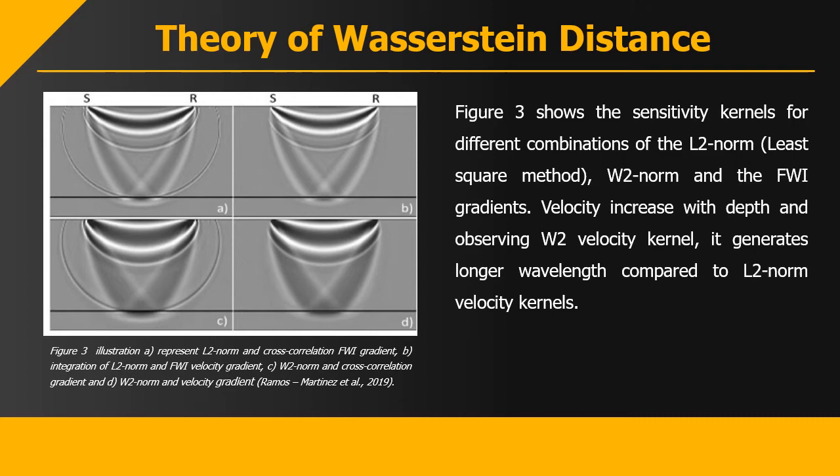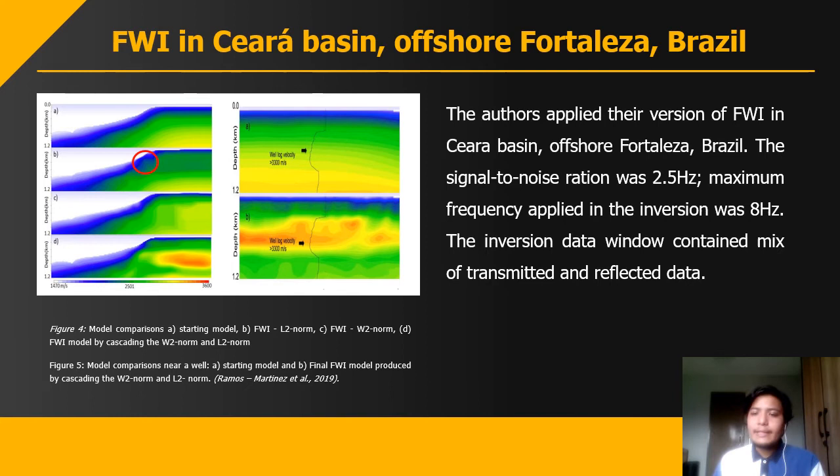Okay, now the authors applied their version of FWI in the Ceará Basin, offshore Fortaleza, Brazil. The signal to noise ratio was 2.5 Hz. The maximum frequency applied in inversion was 8 Hz. The inversion data window contained a mixture of transmitted and reflected data. Okay, so let's have a look at both figures.